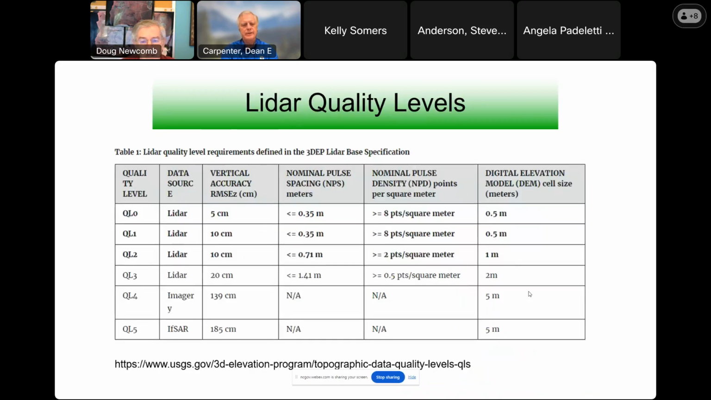Now, I've talked a little bit. We have quality levels for different LiDAR. The 2001 to 2006 LiDAR that was flown in North Carolina, the first time was probably about QL4 data, around there.